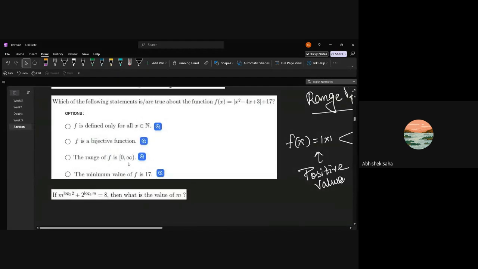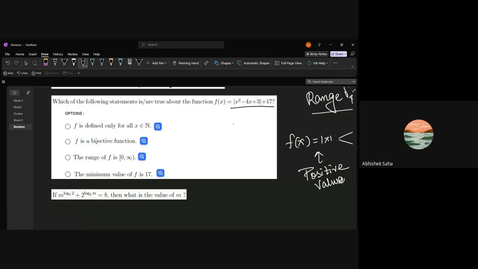Which of the following statements is true about the function? This is the function we have. F is defined from all the natural numbers. Is it true? You can put any natural number. True or false? This function is defined for all the natural numbers, x belongs to the natural numbers. True. But we can also put negative values, right? Yes, you can also put negative numbers. We can take real numbers.